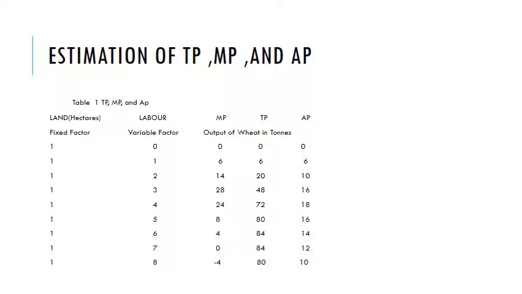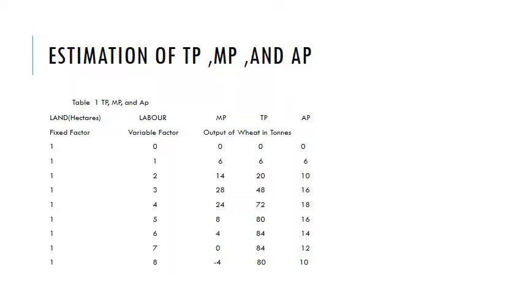And at the seventh unit of labor, marginal production is 0 because total production remains constant at 84. And at the sixth unit also it is 84. So 84 minus 84 is 0. And after that, marginal production becomes negative because total production falls from 84 to 80. So marginal production is 80 minus 84, which is equal to minus 4.